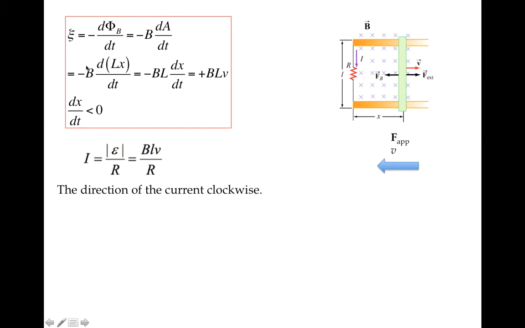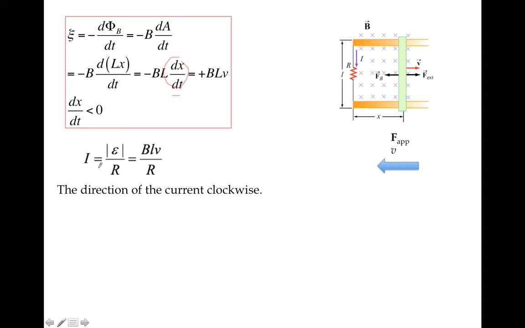That means that, again, if I go to the induced EMF, it's simply d phi dt, and then B dA, Lx, and then I have dx dt. Now, in this case, if it is moving this way, then x is decreasing. That means this is negative, this is less than 0. And negative multiplied by negative, I get a plus BLV, because dx dt is less than 0.